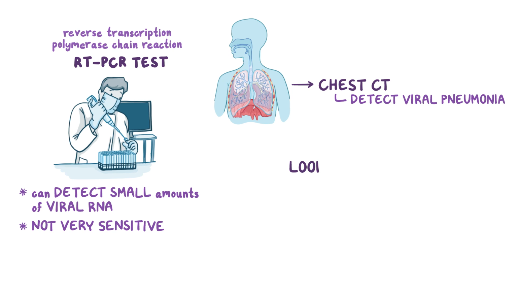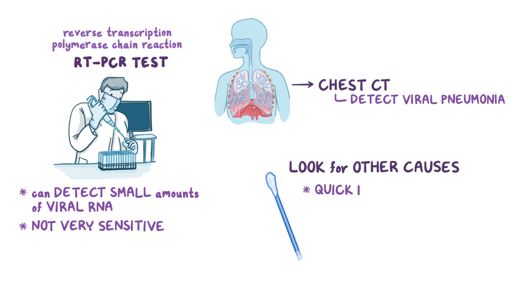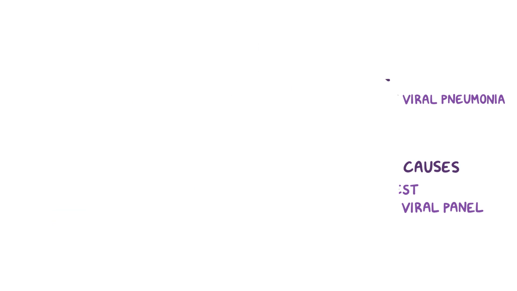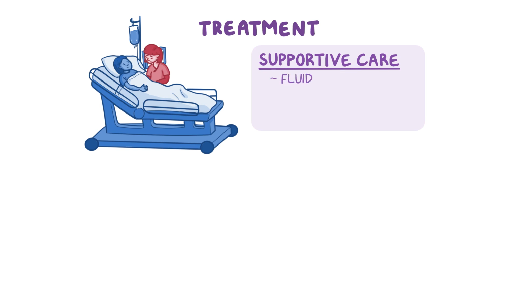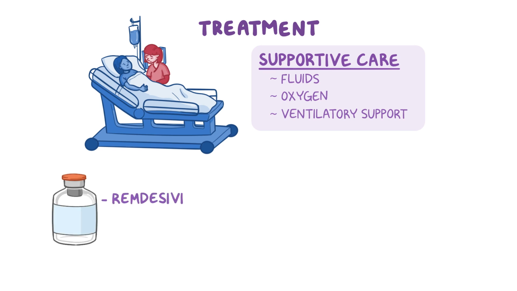It's also important to look for other causes of similar symptoms, by doing things, for example, like a quick flu test or a respiratory viral panel to look for alternative causes of the symptoms. Treatment is focused on supportive care, such as providing fluids, oxygen, and ventilatory support for really ill people. There's also early data showing that remdesivir, an antiviral drug previously used against Ebola, can be helpful, and it's being tested in large-scale clinical trials in the US and China.